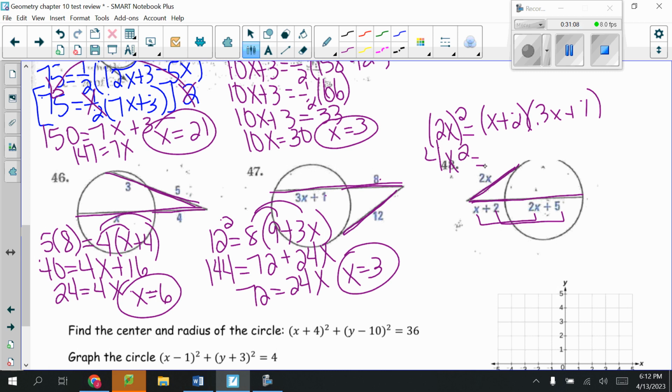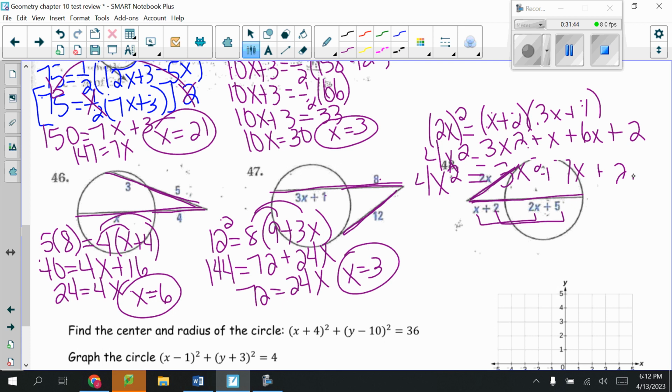Over here, I need to FOIL, right? So x times 3x gets me 3x squared. X times 1 gets me plus x. 2 times 3x gets me plus 6x. 2 times 1 is plus 2. I'm going to go ahead and combine like terms over there. So right now I have 4x squared equals 3x squared plus 7x plus 2. My x squareds are not going to cancel, so I want to move everything over, get everything on the same side.